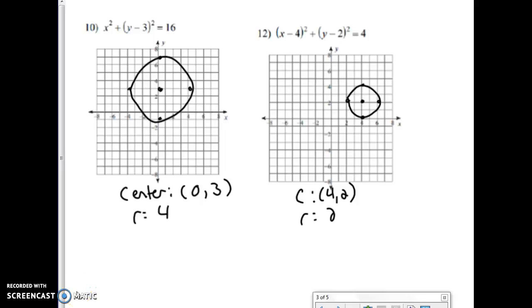Okay, guys, hopefully this is what you got for 10 and 12. I got the center to be at (0, 3) with a radius of 4. You guys got a graph that looks similar to that. Number 12, I got the center to be at (4, 2) with a radius of 2.